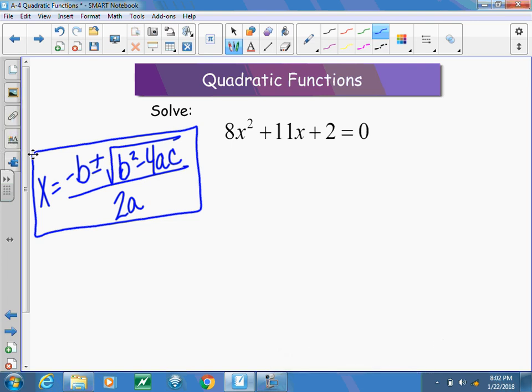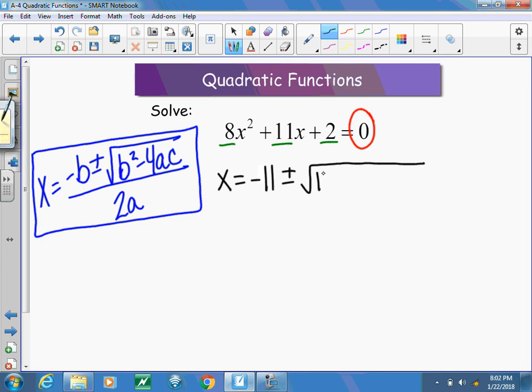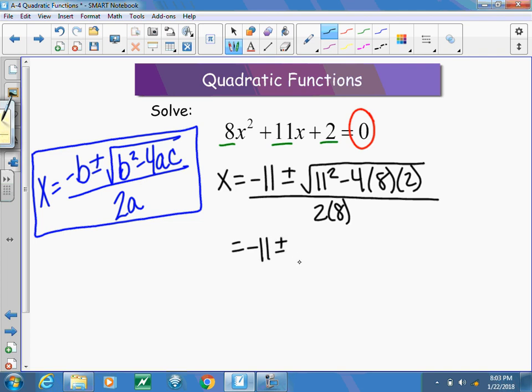So using this, we can easily identify what our values of a, b, and c are. A is 8, b is 11, c is 2. Make sure that it's always equal to 0 in order to use your quadratic formula. So x is equal to negative 11 plus or minus the square root of 11 squared minus 4 times 8 times 2 all over 2a, so 2 times 8. If I go ahead and simplify this, I get negative 11 plus or minus the square root, and this is going to give me the square root of 57 all over 16.